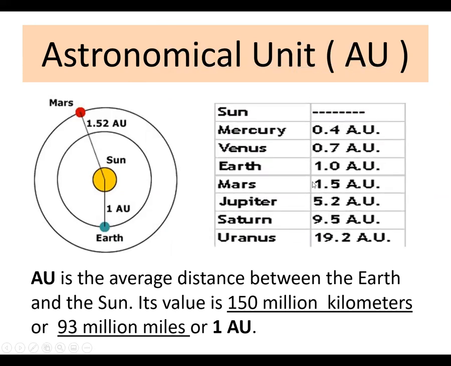Like in this table, you will see the distances of the various planets in comparison to the distance of Earth from the Sun. Earth's distance is one astronomical unit, which is equivalent to 150 million kilometers or 93 million miles. If you look at Jupiter, its distance is 5.2 astronomical units, which means that Jupiter is more than 5 times farther from the Sun compared to Earth. And Uranus is more than 19 times farther from the Sun compared to Earth. So that is how we use the astronomical unit. Again, it is used to measure distances in our solar system.